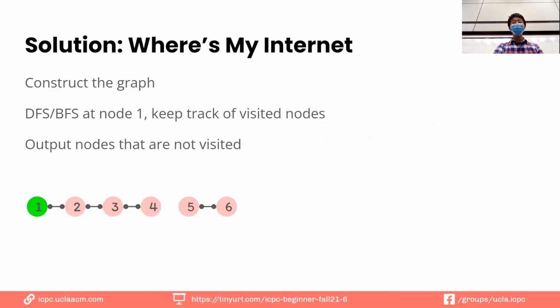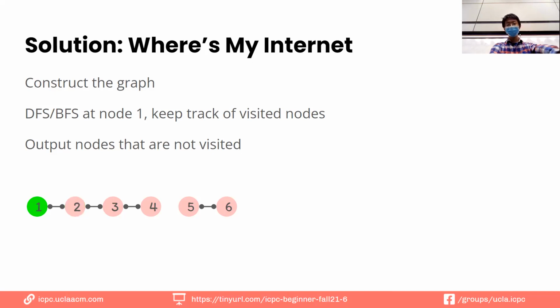Okay, so the solution to this problem is to first construct the graph, and then DFS at node 1. While we DFS, we keep track of the visited nodes. In the end, all the visited nodes are connected to the internet, and all the unvisited nodes are not connected to the internet. And finally, we just output the nodes that are not visited.